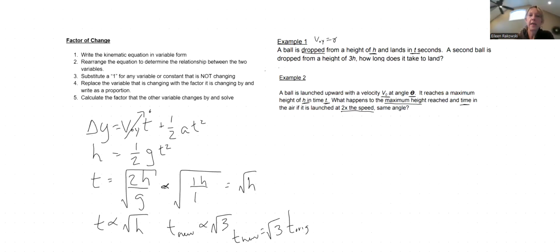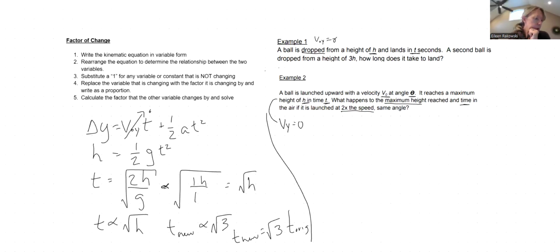Okay, so going through the same thing, we have to figure out what equation to use. So it's launched upward with initial velocity. It reaches a maximum height. So we know at the maximum height, Vy equals 0. And they want to know what happens to the maximum height and time in the air if it's launched at twice the speed. So we need an equation. We're going to start with just what happens to the time in the air. We'll go with that one first. The time in the air at twice the speed. And we're going to look at that halfway point.